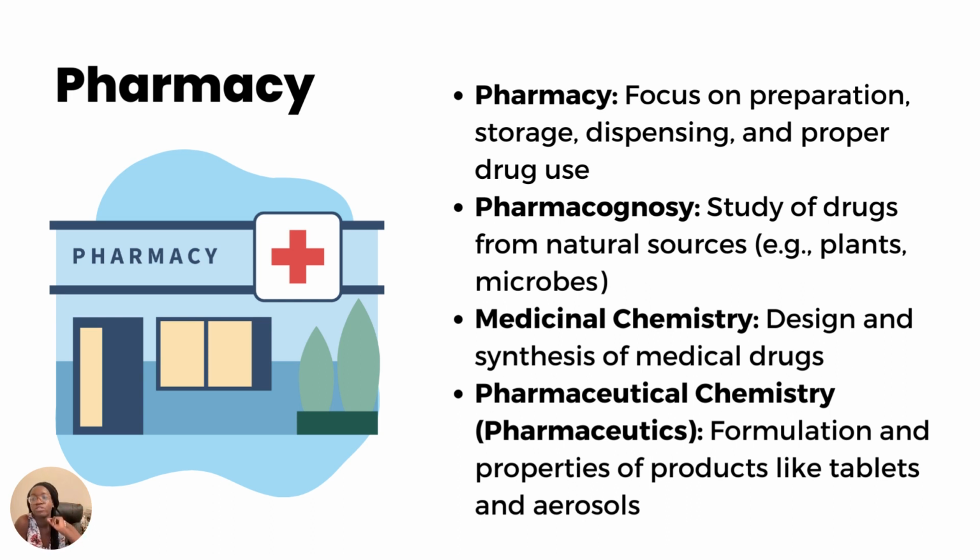Lastly, after a drug is discovered and developed, how do we ensure that we deliver it effectively? Well, we have pharmaceutical chemistry. Pharmaceutical chemistry focuses on just that, ensuring that drugs are delivered effectively. So, whether it's a tablet, a liquid solution, an aerosol, this field is ensuring that drugs are formulated in the ways that our bodies can optimally accept and use them.